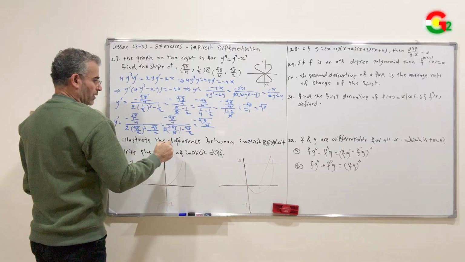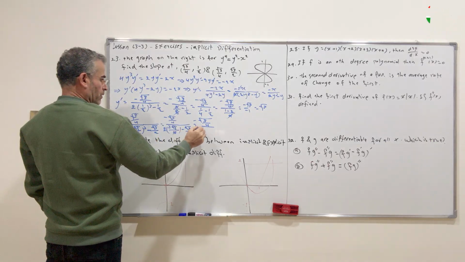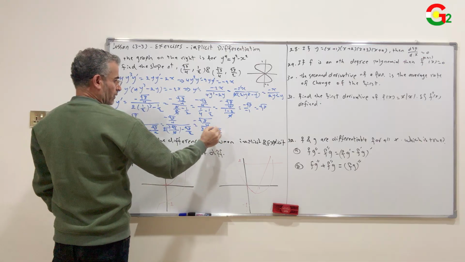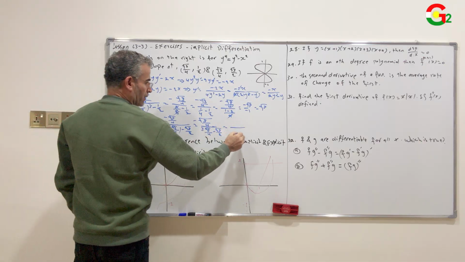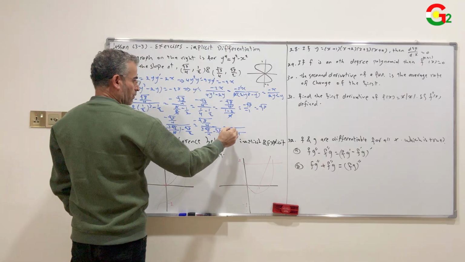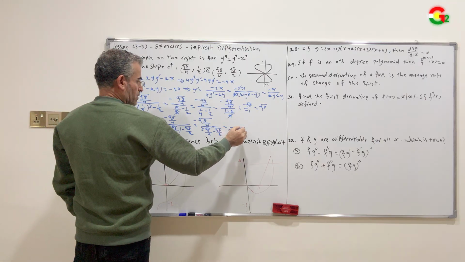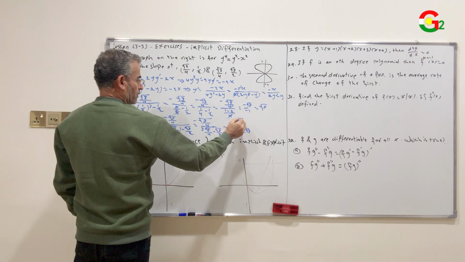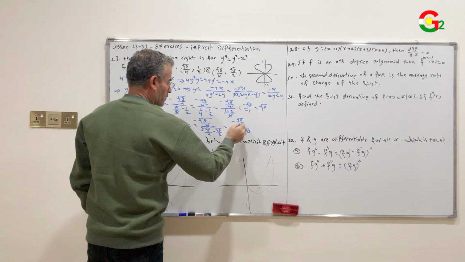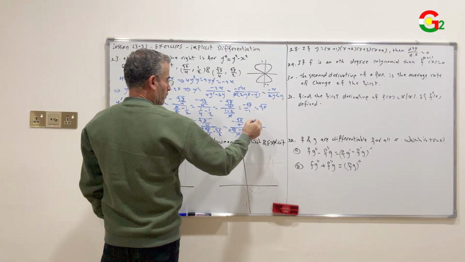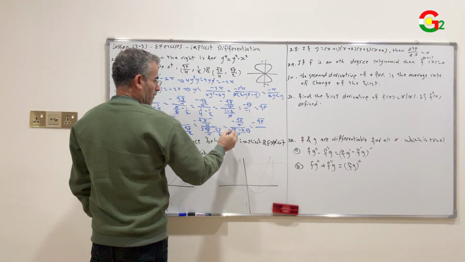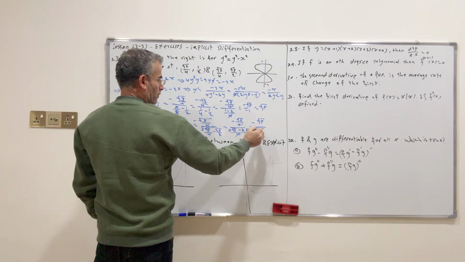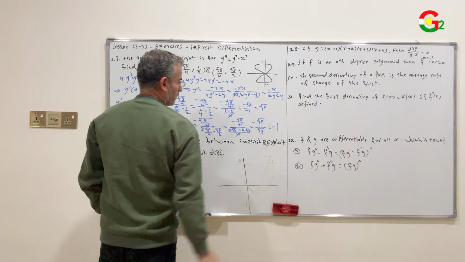Reduce 8 with 2: 3 square root 3 over 4 minus square root 3 over 2. With common denominator 4, the denominator is 3 square root 3 minus 2 square root 3, and the numerator is negative square root 3 over 4. Reduce 4 with 4: negative square root 3 over 3 square root 3 minus 2 square root 3, which is square root 3, so the slope equals negative 1.